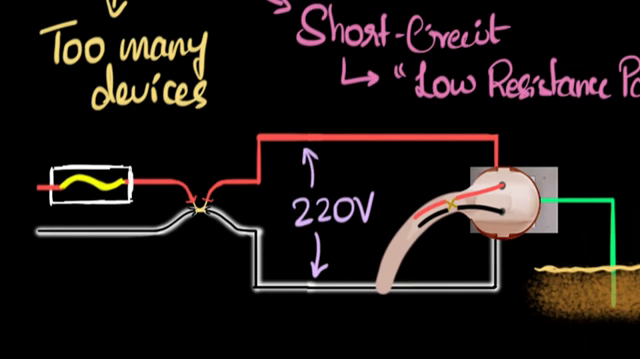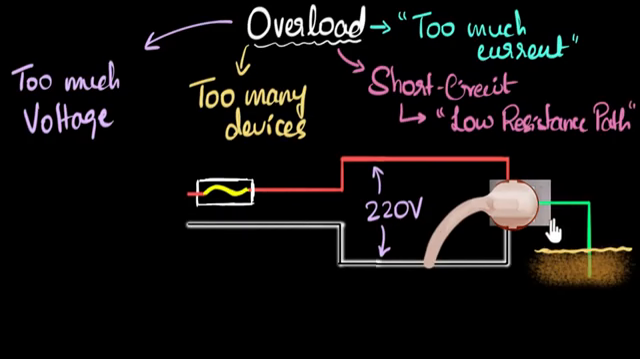Let me get rid of this short circuit. So now a short circuit is created over here. Now again, the current, instead of flowing all the way through the device, will just flow from here to here, right? Again, a short circuit. And again, that's bad because too much current, too much heat, it can damage this device. All right, are there other ways of creating a short circuit?